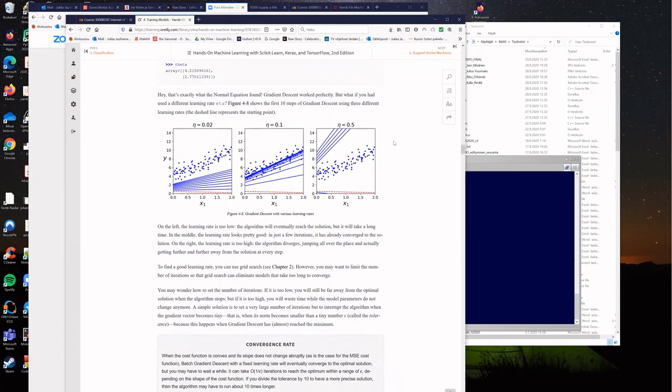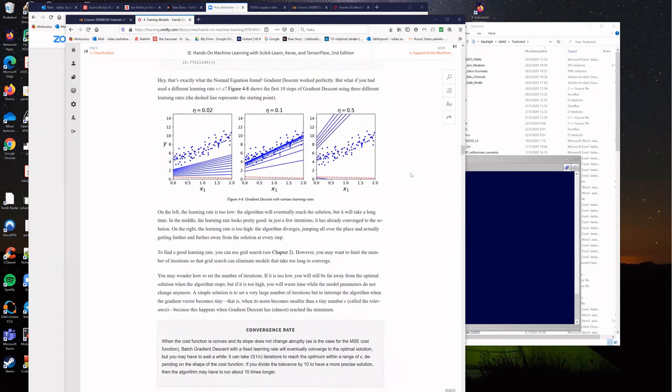So maybe these images explain the thing a bit more. You have the observed data here, and then these blue lines are different lines that try to fit this observed data the best. If the step is too small, you never reach it, or it takes a very long time to get this line to fit the data.